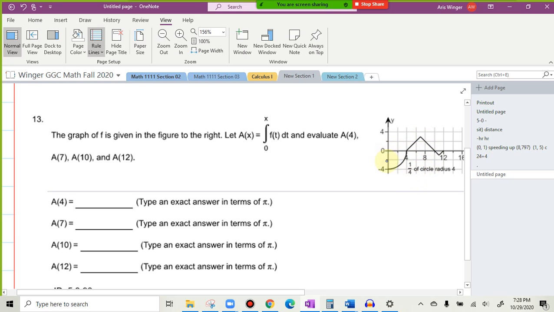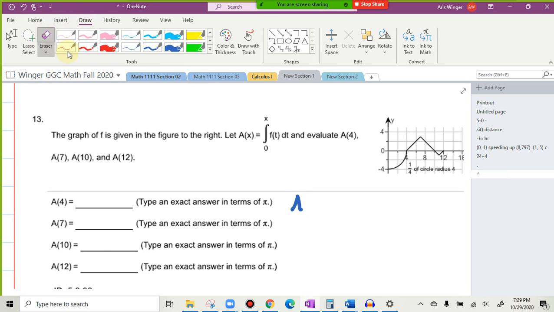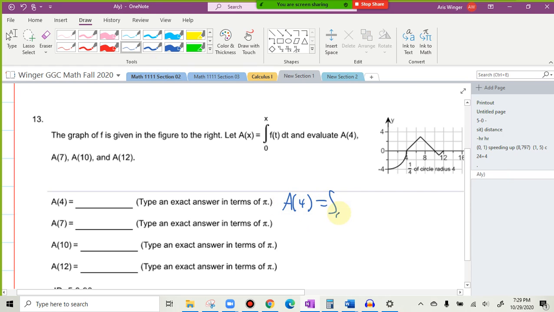It looks like it's going by 2's. Let's see what A of 4 is. So A of 4, oh, let's use a different marker. A of 4 is the integral from 0 to 4 of f of t dt. It's the area from 0 to 4. Oh, that looks like this, right? But it's the integral here.